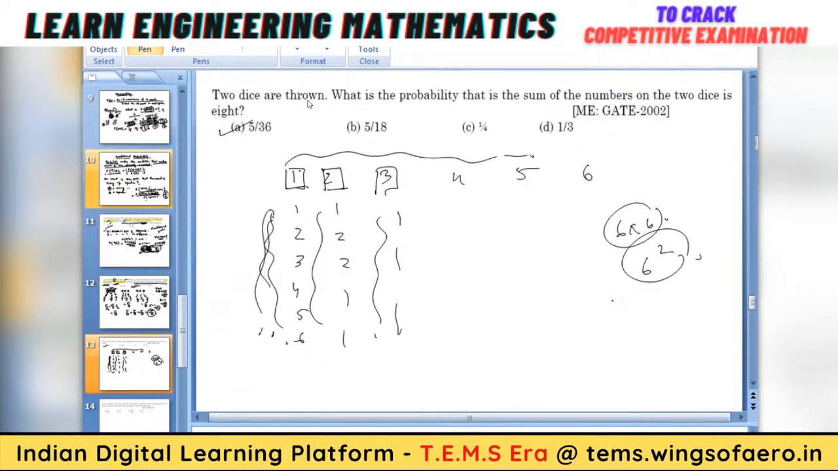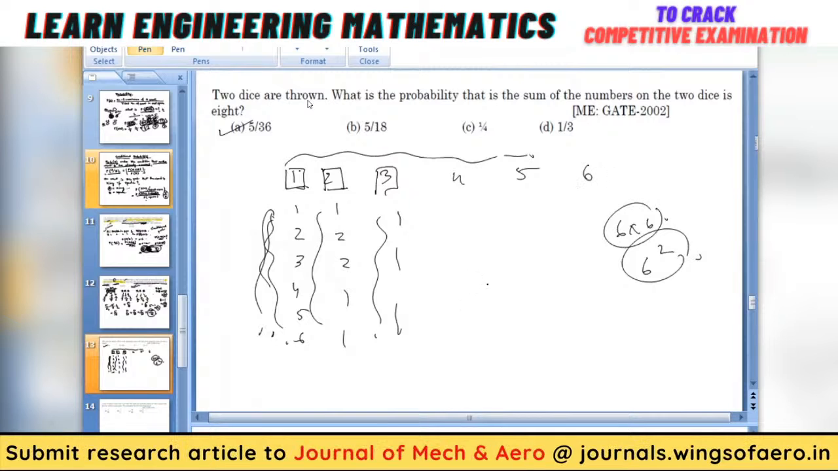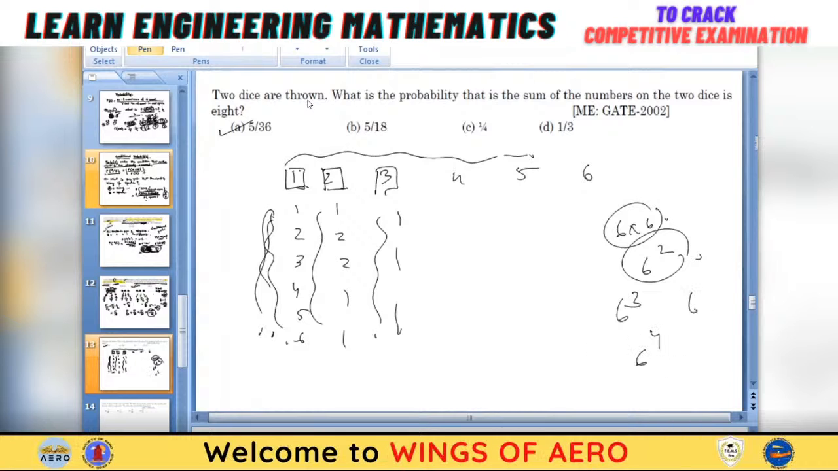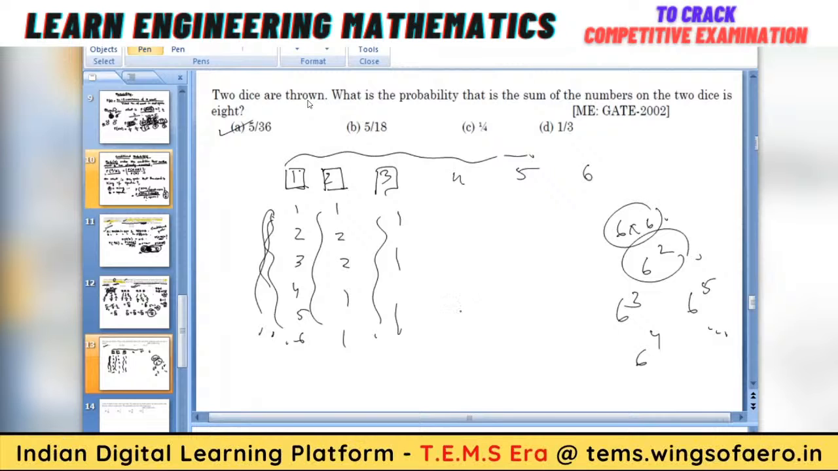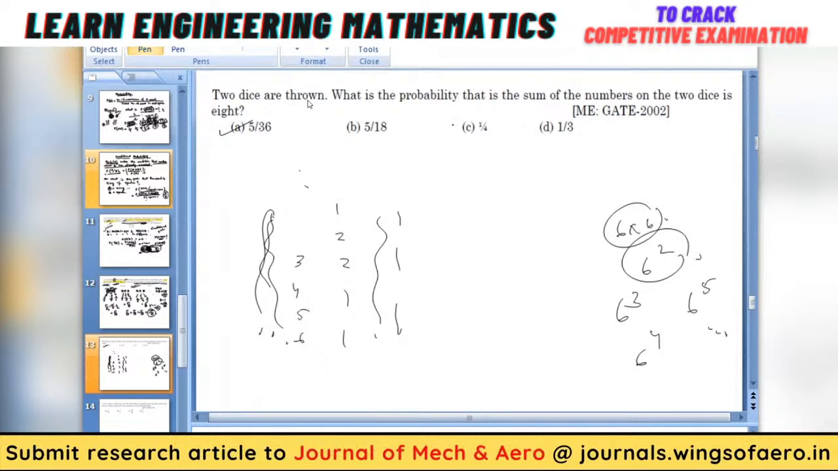If 3 dice are thrown, then what is the answer? Can you tell me what is the total number of events? If 2 dice are thrown, it is 36. Can anybody tell me if 3 dice are thrown? 4 dice are thrown, 5 dice are thrown, and so on. So the total number of events is 36, and obviously we should consider only those events in which the summation of the two dice is 8.